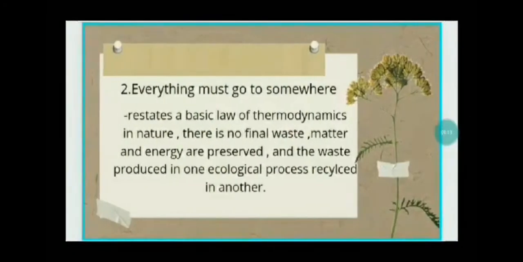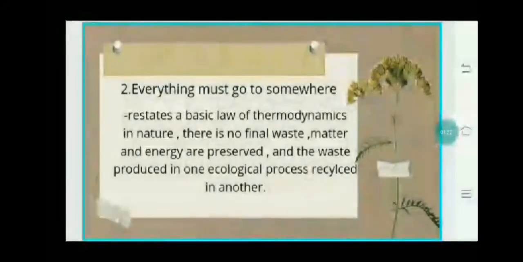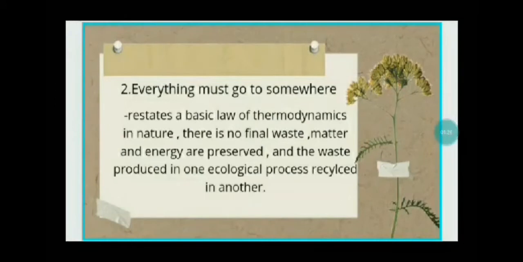The second law of ecology is everything must go somewhere. Everything must go somewhere, no matter what you do and no matter what you use. It has to go somewhere. For example, when you burn wood, it doesn't disappear. It turns into smoke which rises into the air and ash which falls back down to the earth.